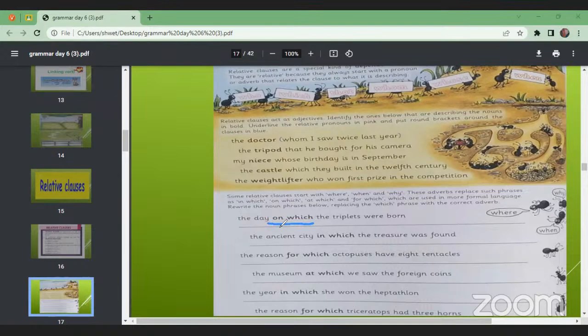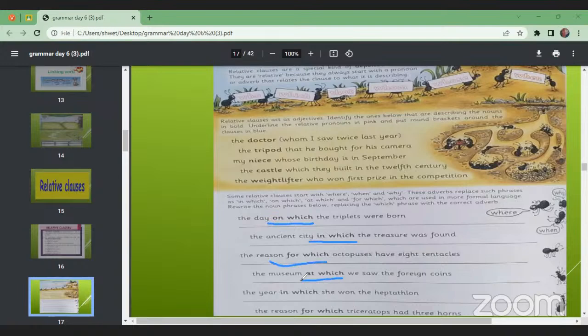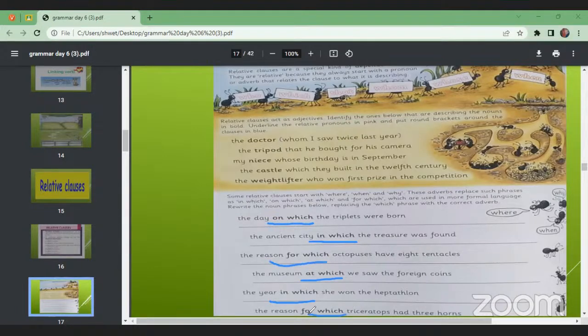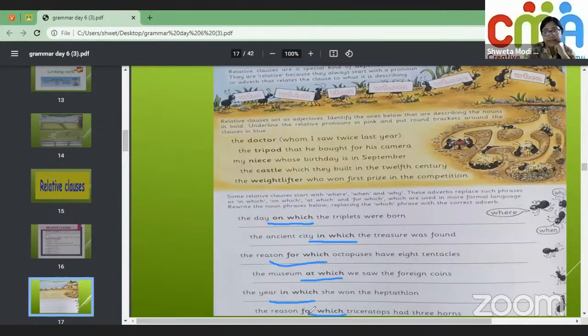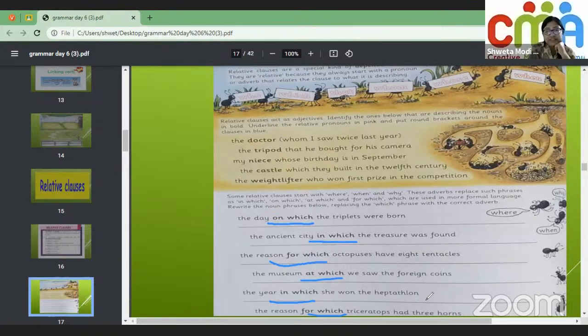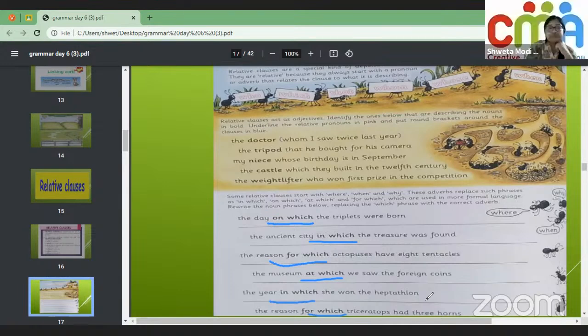So here you will see when you have on which, in which, for which, at which, it is not telling you about the naming word, but it is telling about the action, that when or where or why it is happening. Then it behaves as an adverb and not an adjective. The ancient city in which the treasure was found. So the action took place where? So that's an adverb. Okay.